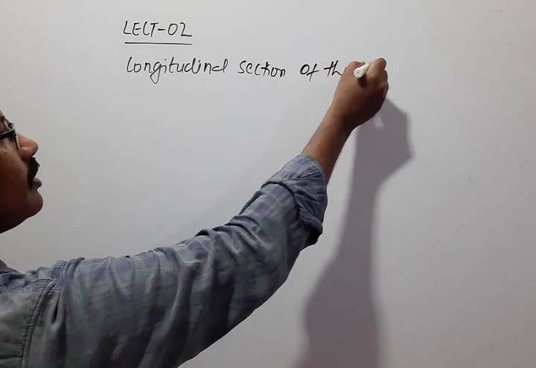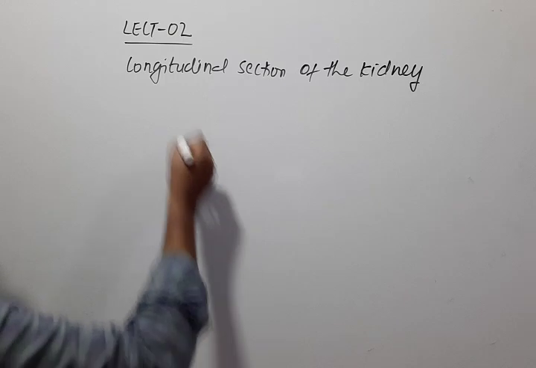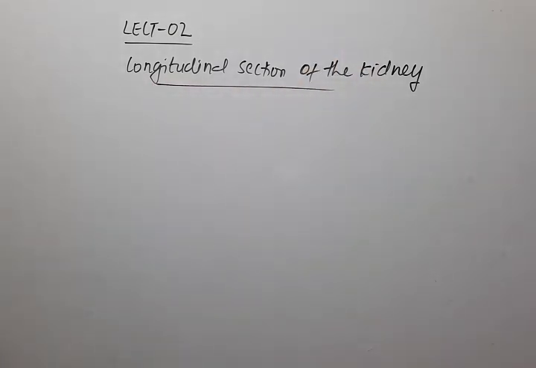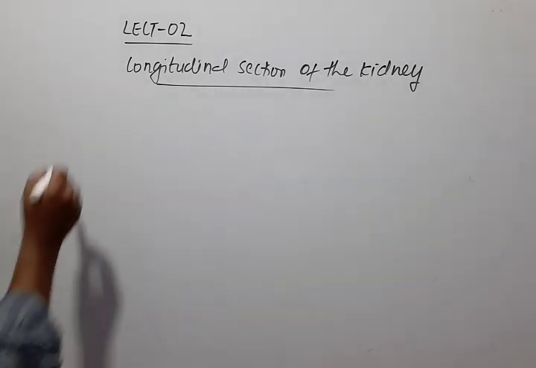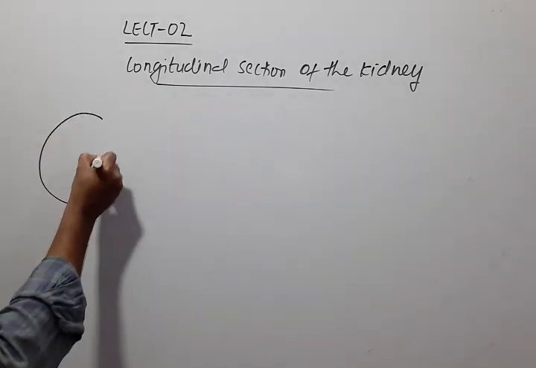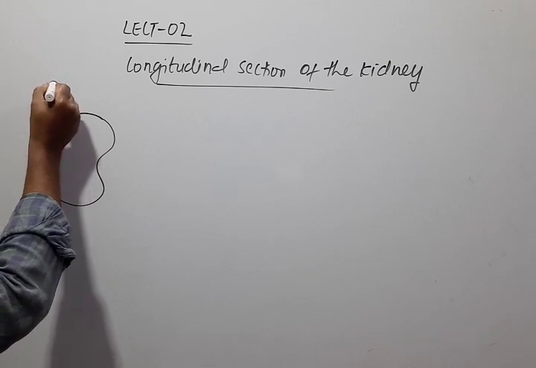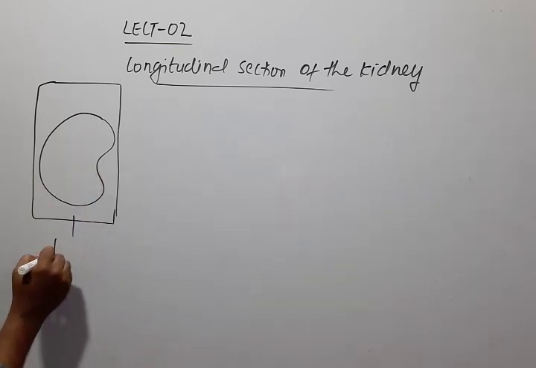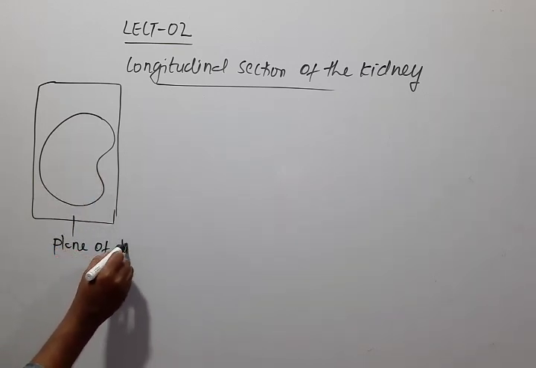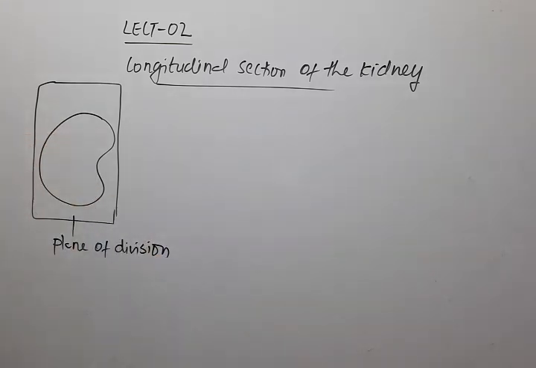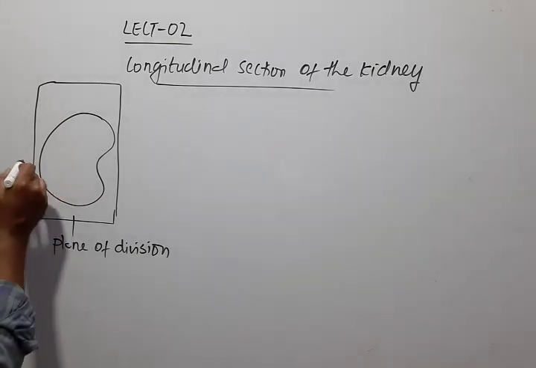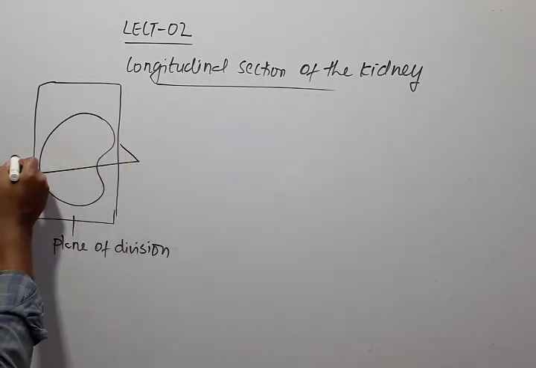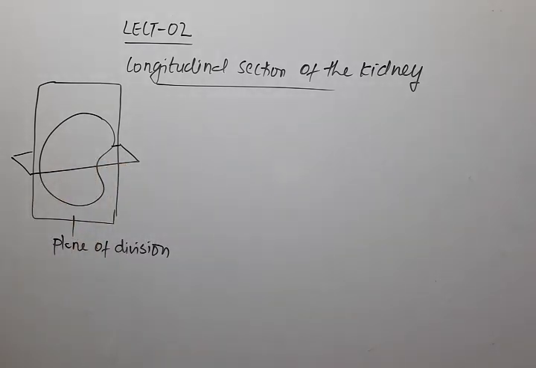Section of the kidney. So here, to take the longitudinal section, we need to cut the kidney from mid anterior to the mid posterior. So in this way, this is what I call the plane of division. And when we cut this kidney from mid anterior to mid posterior, then we will get the longitudinal section of the kidney. So if you take the plane in this way, then it becomes the transverse section.